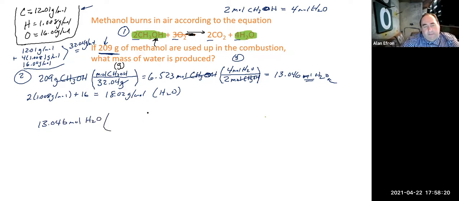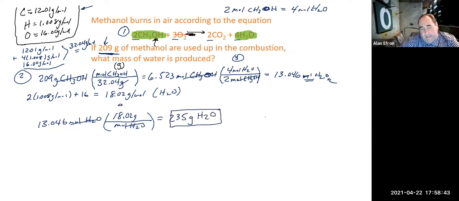Again, going opposites here. So moles on the bottom to cancel, grams up on top to leave us with grams. And we will end up with about 235 grams of water. And again, this would be step number 4 in this basic stoichiometry problem. Any questions on any of those steps there?